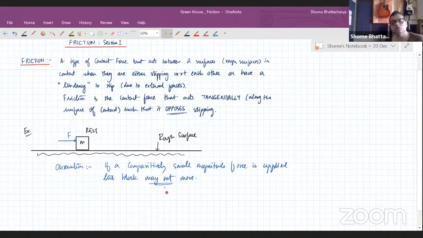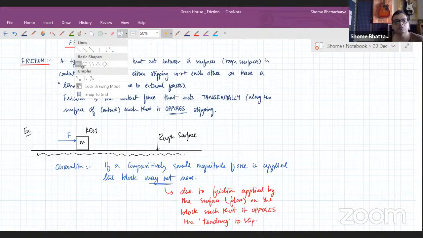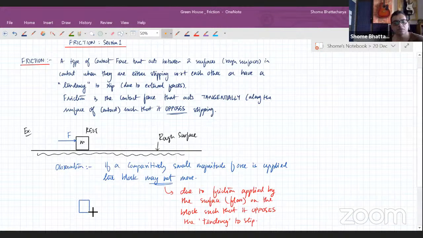That happens due to the friction applied by the surface, in this case a horizontal floor, on the block, such that it opposes the tendency to slip. And the moment we have applied a force, there's a tendency to slip, but that tendency is opposed by friction. So when we think of the free body diagram, this becomes even more evident how this is happening.